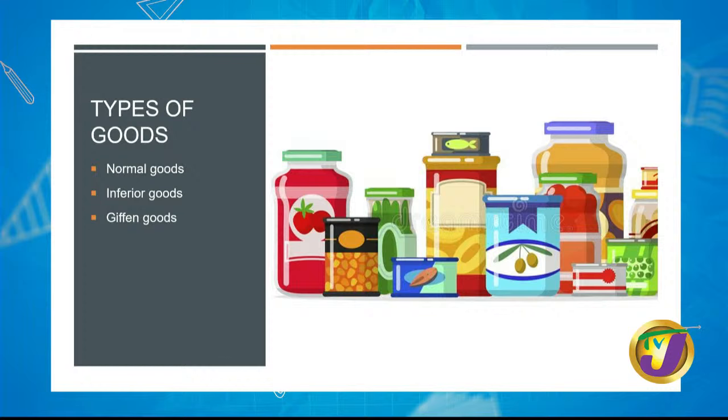Now we're going to look at the types of goods. I mentioned earlier that there are different types of goods. In this example, I'm just going to look at three popular types of goods. They are normal goods, inferior goods, and giffen goods. If you were listening carefully, you would have heard me mention normal goods specifically. So what is a normal good in the economic sense?